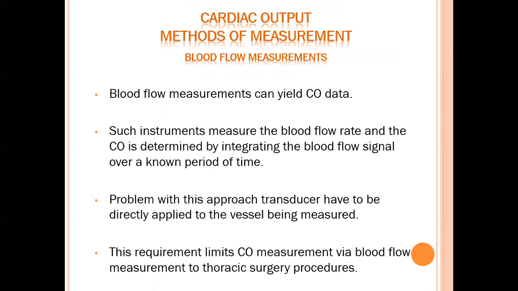So let us look at cardiac output methods of measurement. Let's look at blood flow measurement. Blood flow measurement can yield cardiac output data. Such instruments measure the blood flow rate, and the cardiac output is determined by integrating the blood flow signal over a known period of time. The problem with this approach is that transducers have to be directly applied to the vessels being measured, which means the measurement has to be invasive. This requirement limits cardiac output measurement via blood flow measurement.